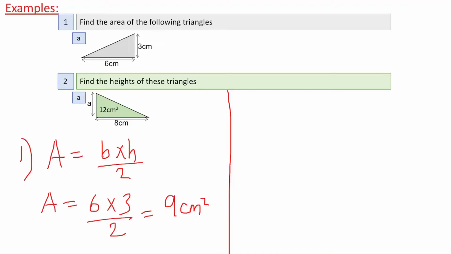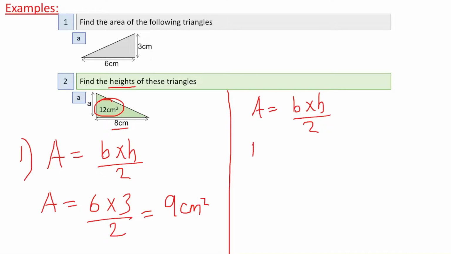Now, looking at question 2a, the question has asked us to find the height of the triangle. We are told what the area is, which is 12 centimeters squared, and we are given the base, which is 8. So we can now find what the height is. The first thing we are going to do is rewrite the equation to find the area of a triangle. So area is equal to base times height divided by 2.